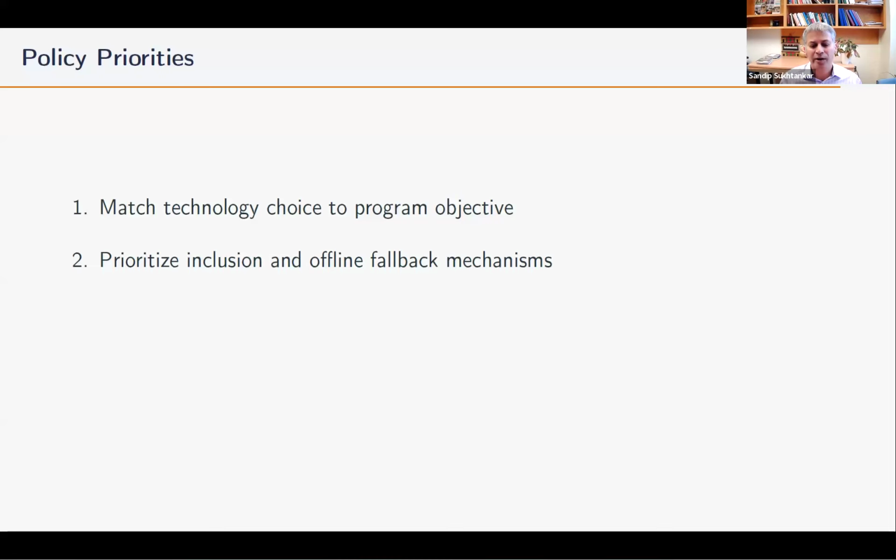If you're prioritizing the beneficiary experience, inclusion, and other fallback mechanisms, the leakage reductions and the fiscal savings will come along the way. If you prioritize this, you're going to avoid the pitfalls of making some of the poorest people in the world even worse off.